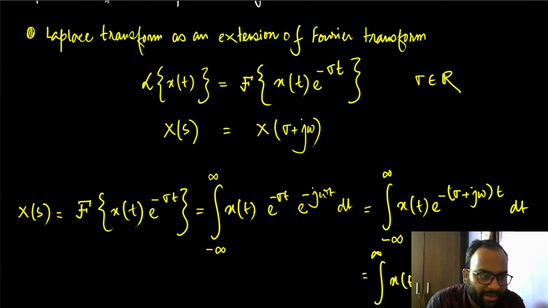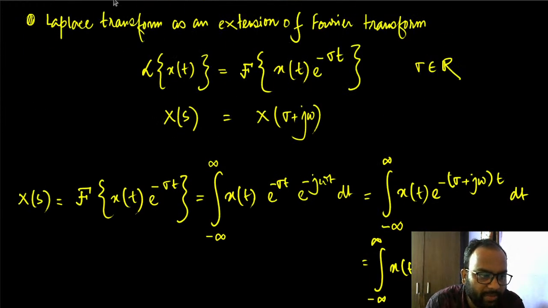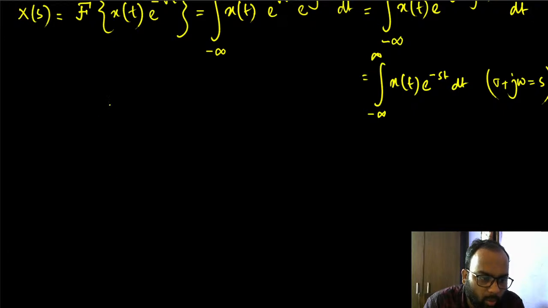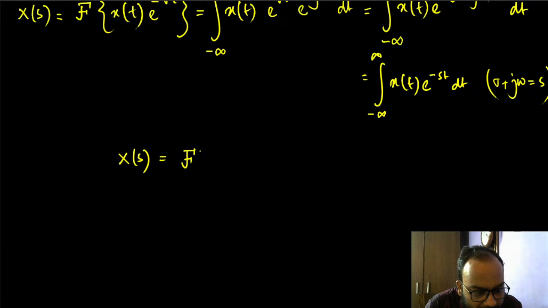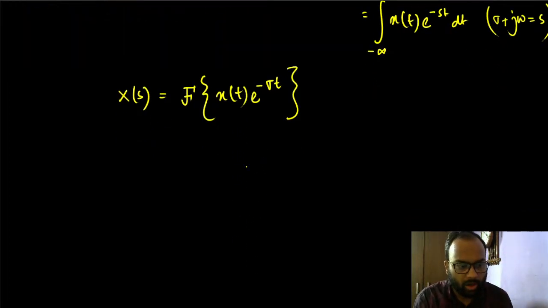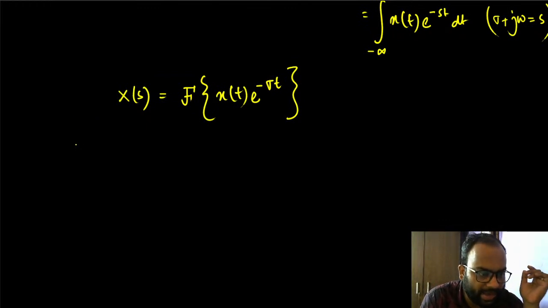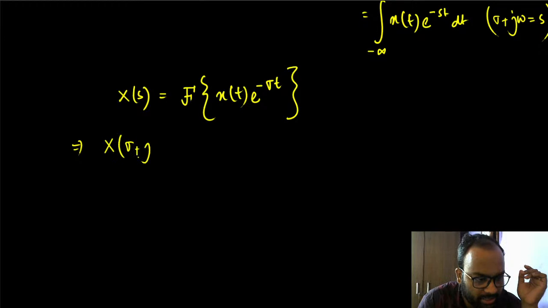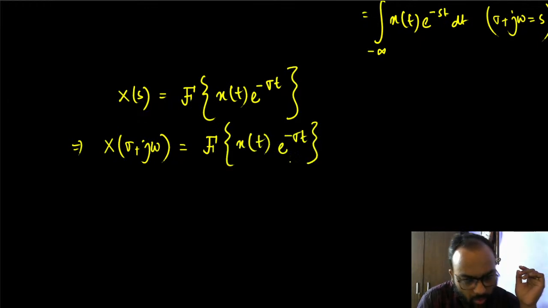Let me remind you once again that this is how we define Laplace transform. This is the definition of Laplace transform that we have been using. We are saying that the Laplace transform of a signal, which is X(s), is defined as the Fourier transform of x(t) times e to the power minus sigma t. Once again, e to the power minus sigma t is there to make this entire thing converge, right? So instead of writing s, we can write sigma plus j omega. So this is going to be the Fourier transform of x(t) times e to the power minus sigma t. Okay, we can say that.